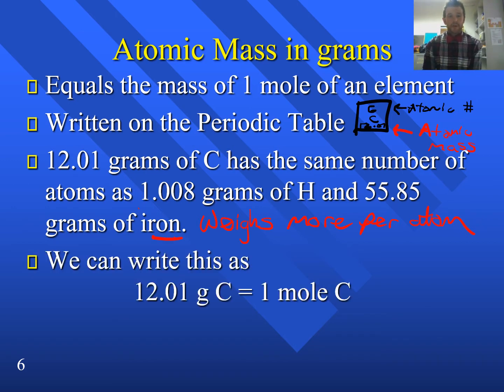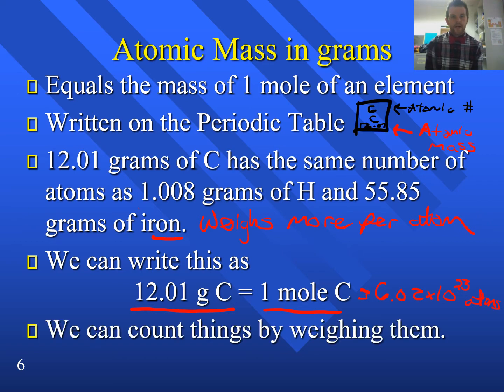So when we set up our relation, we just say 12.01 grams is equal to 1 mole of carbon, and then remember this is also equal to 6.02 times 10 to the 23rd atoms of carbon. Very key idea. So we count things out by weighing them. Since we can't count out the individual atoms, we weigh them and we know based on this relationship how many atoms there actually are.